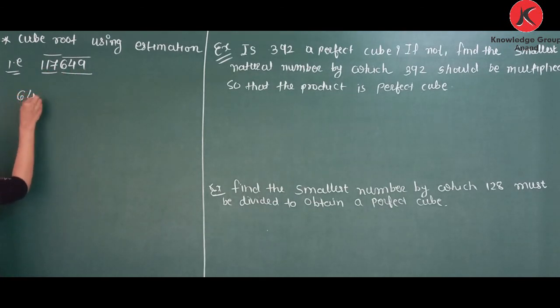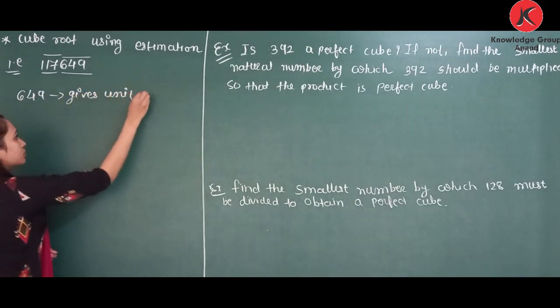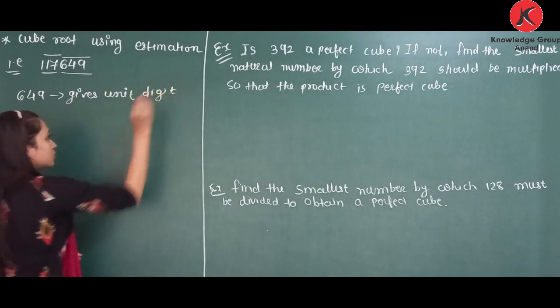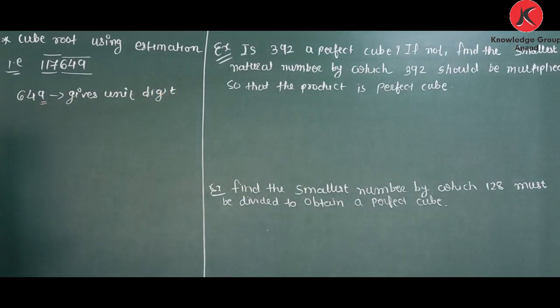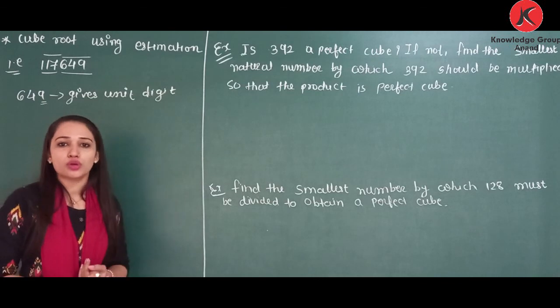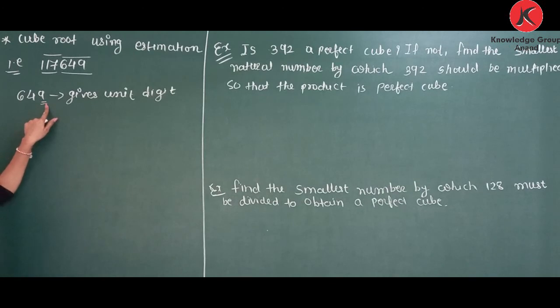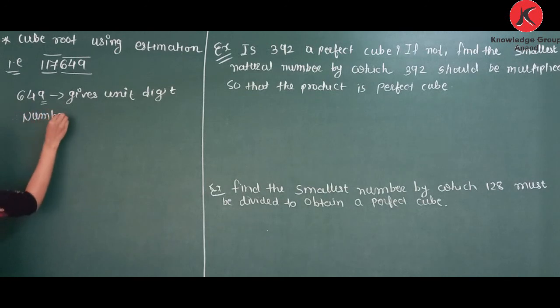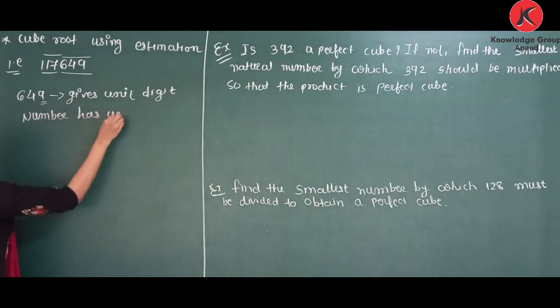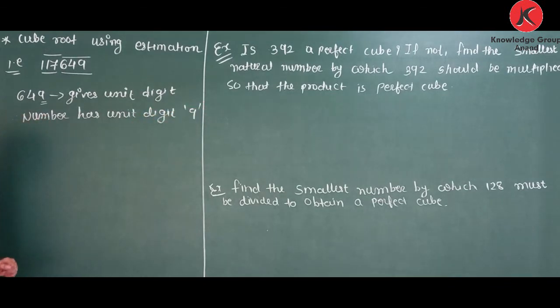Now 649 gives the unit digit. Here you can see the last digit is 9. So the unit digit will be 9, because if any number ends with 9, then its cube also ends with 9. That is what we learned in unit digits. So here the last digit is 9, which means the number has unit digit 9.